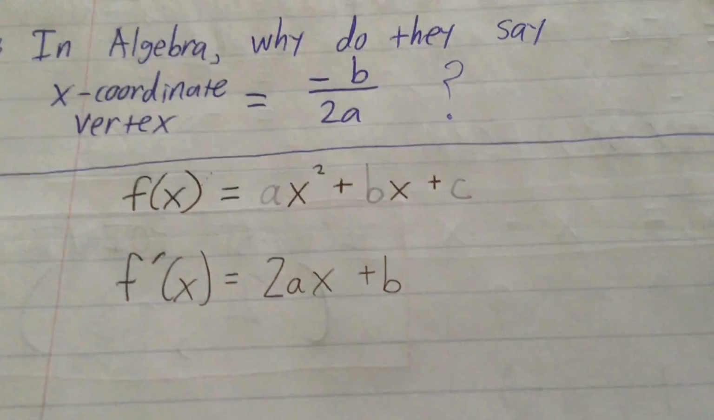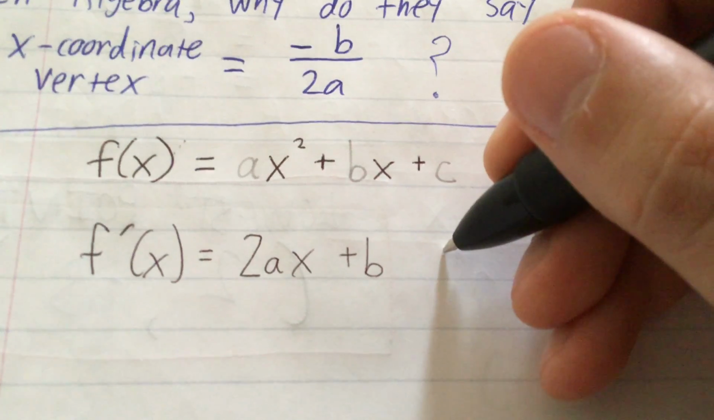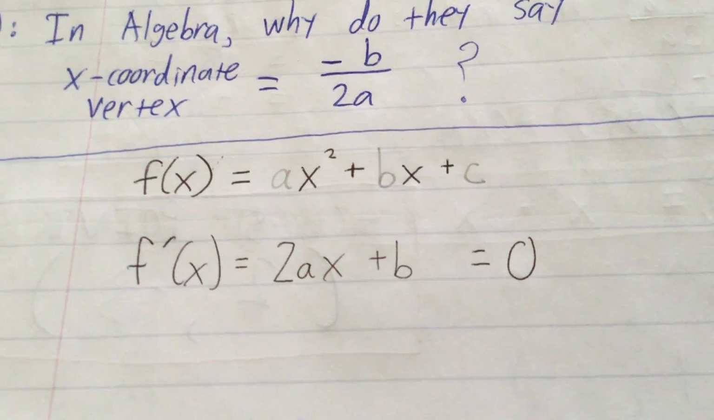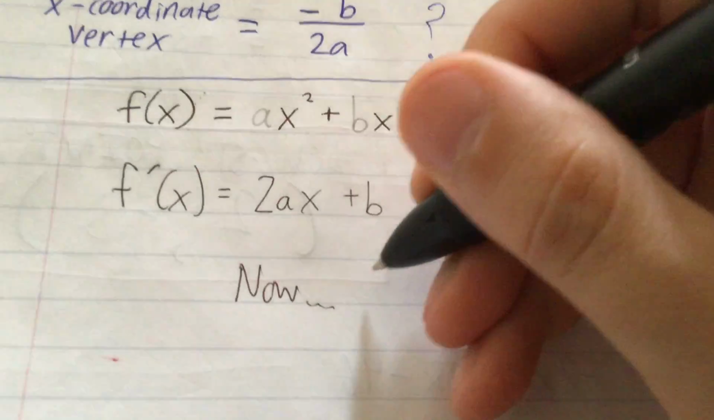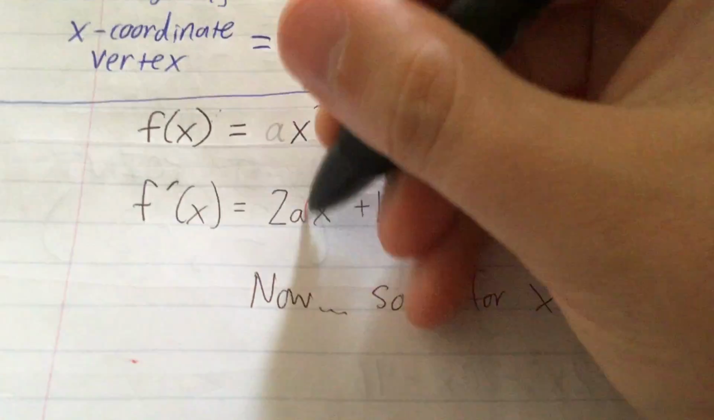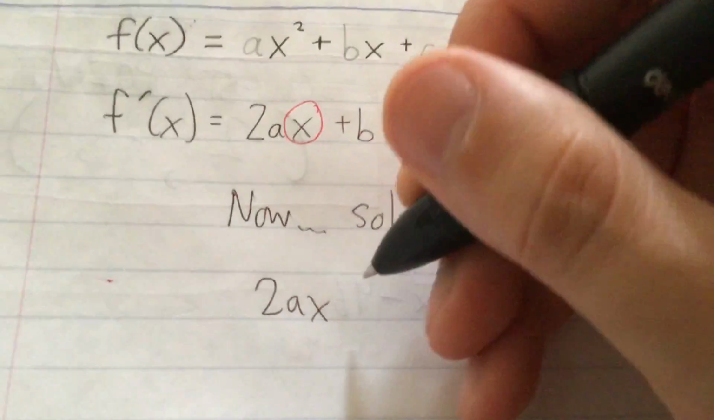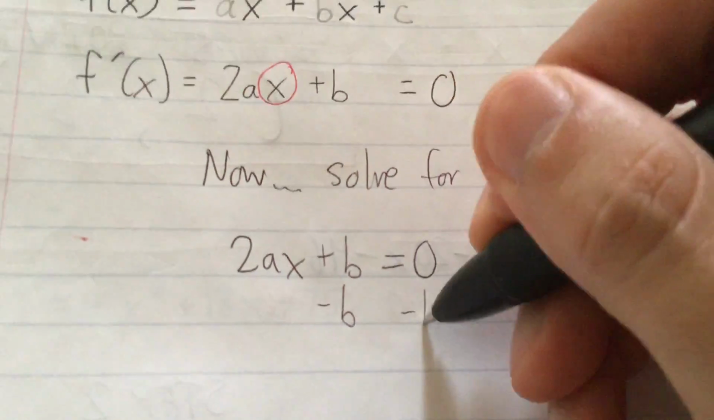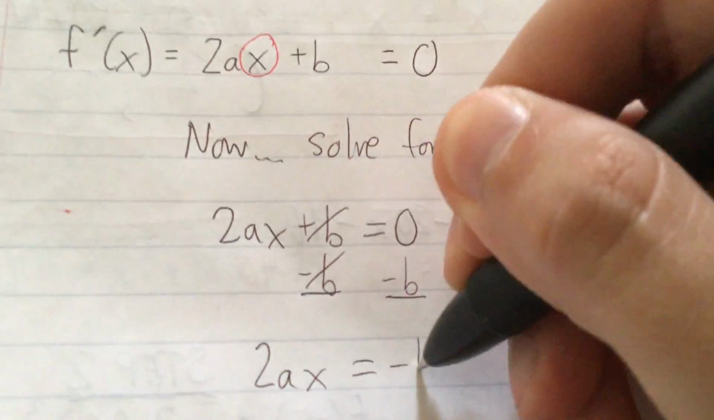So now that I've got f prime of x is equal to 2ax plus b, and if the slope is 0, that means that you have the vertex of the parabola. Now, solve for x. So now I'm going to undo the layers. So if I've got 2ax plus b is equal to 0, I'm going to subtract b from both sides. And that gets me 2ax is equal to negative b.